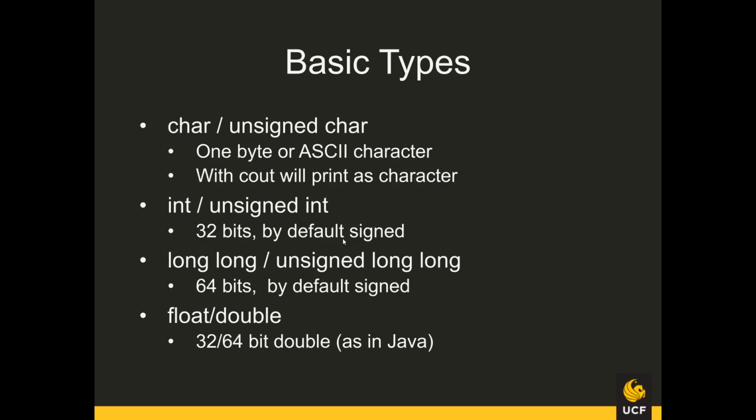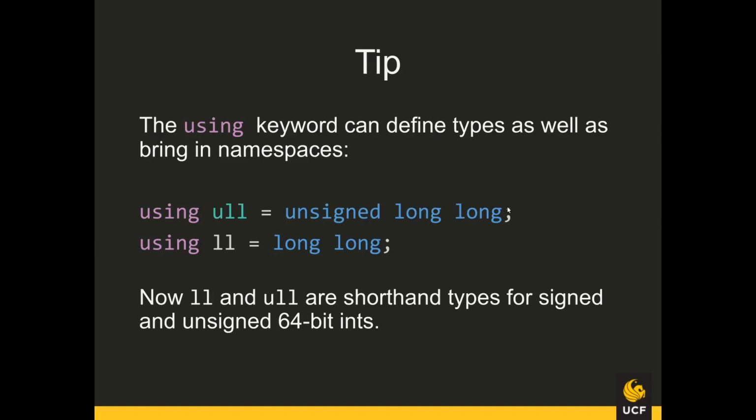Int and unsigned int, again, just like Java, these are 32-bit types, which by default are signed. So if you want unsigned, qualify it. If you want 64 bits, then the type is long long, 2 words, or unsigned long long, 3 words. And float and double are single and double precision floating point types, just as in Java.